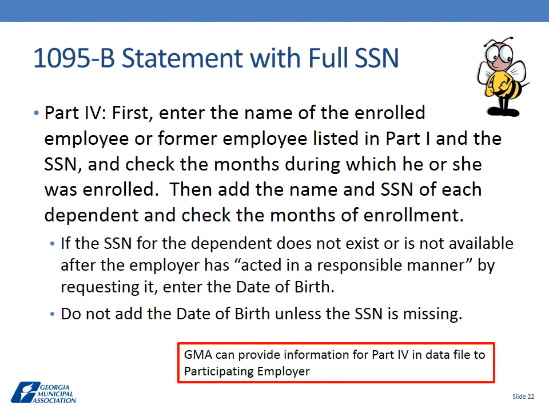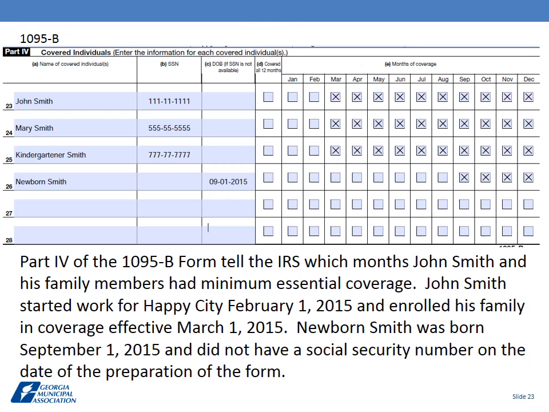In Part 4, first enter the name of the enrolled employee or former employee listed in Part 1 and the Social Security number, and check the months during which he or she was enrolled. Then add the name and Social Security number of each dependent and check the months of enrollment. If the Social Security number for the dependent does not exist or is not available after the employer has acted in a responsible manner by requesting it, enter the date of birth. Do not add the date of birth unless the Social Security number is missing. GMA will provide information for Part 4 in its report to the participating employer.